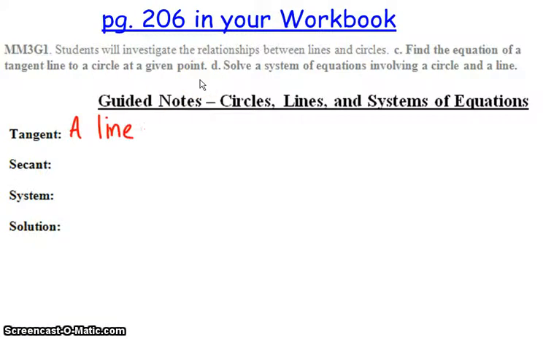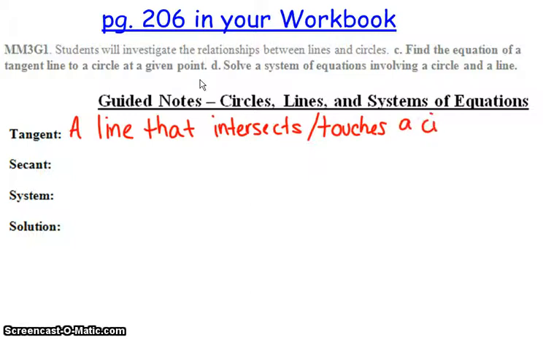All right, first off, we have a tangent line. A tangent line is a line that intersects or touches, could be either way, the way you think about it, touches a circle. And it's going to do it exactly one time. Not two, not three, not four, but one.